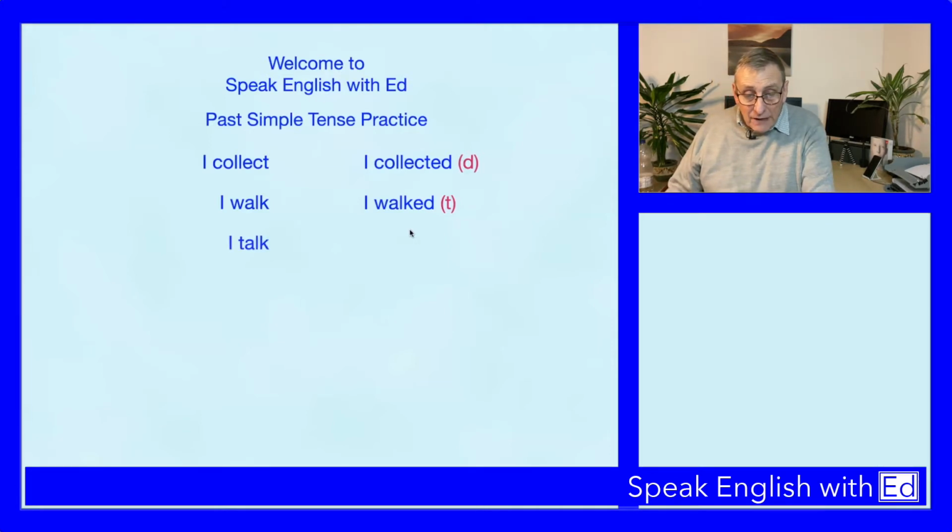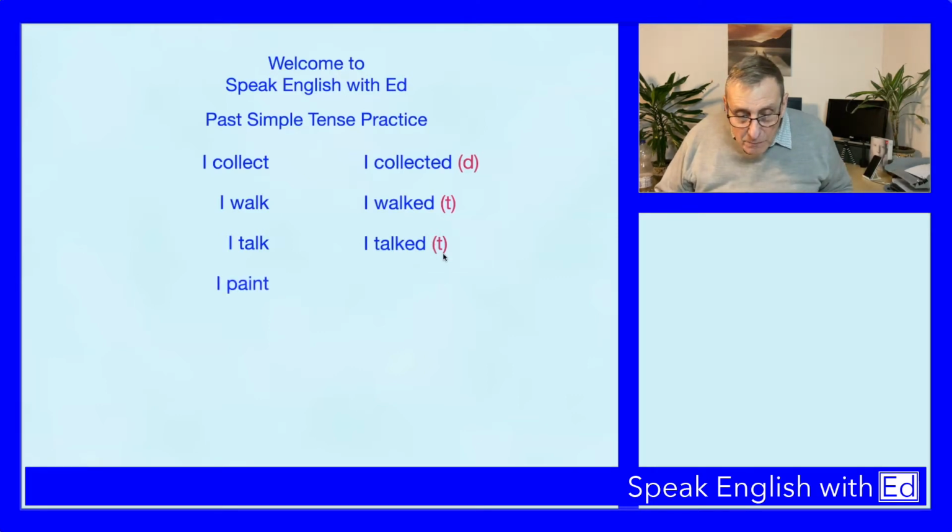And talk, now talk, I talk. The same rule applies, obviously, because we've got two consonants here. So what is it? I talked, I talked. And it's got the same T sound as walk, because the first letter is different, but the last one's the same. So I talked, I walked, I collected.